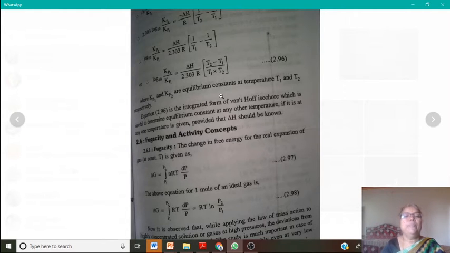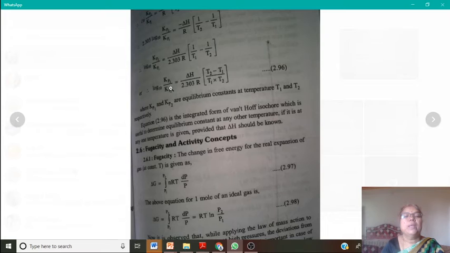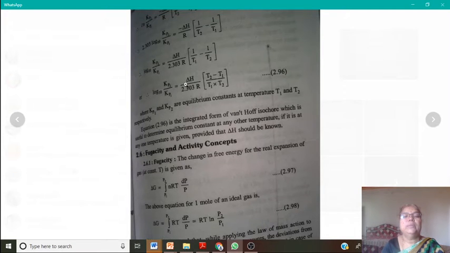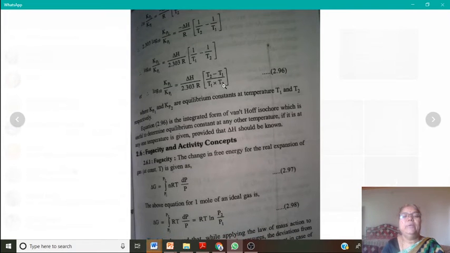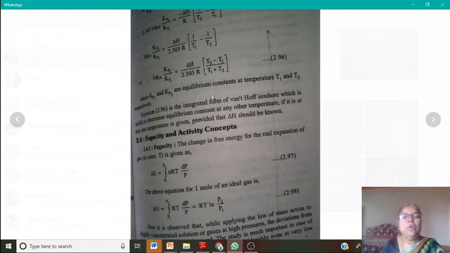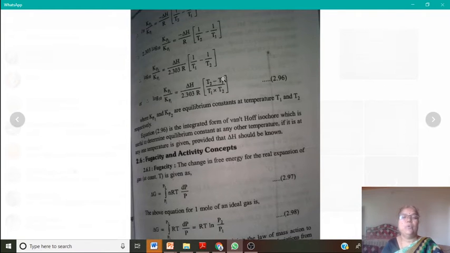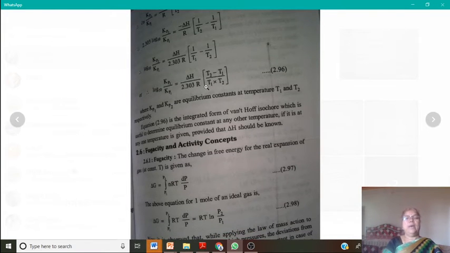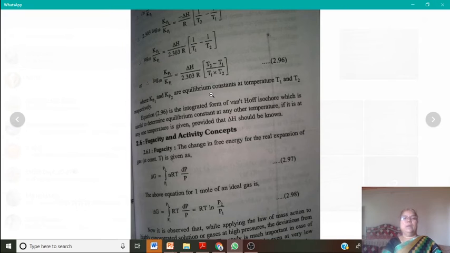That means from these five quantities, Kp1, Kp2, ΔH, and T1, T2, if four values are known, we can calculate the fifth value. This is the application of the van't Hoff isochore equation.